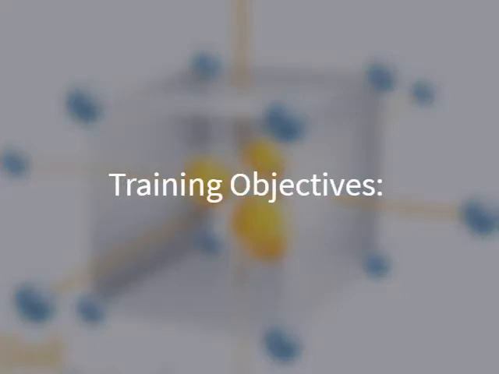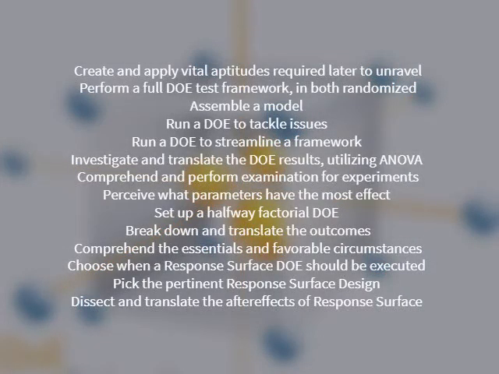Training objectives. Create and apply vital aptitudes required later to unravel, plan, or streamline increasingly complex issues or multiphase frameworks. Perform a full DOE test framework, in both randomized and blocked way. Assemble a model. Run a DOE to tackle issues. Run a DOE to streamline a framework. Investigate and translate the DOE results, utilizing ANOVA or graphical techniques.